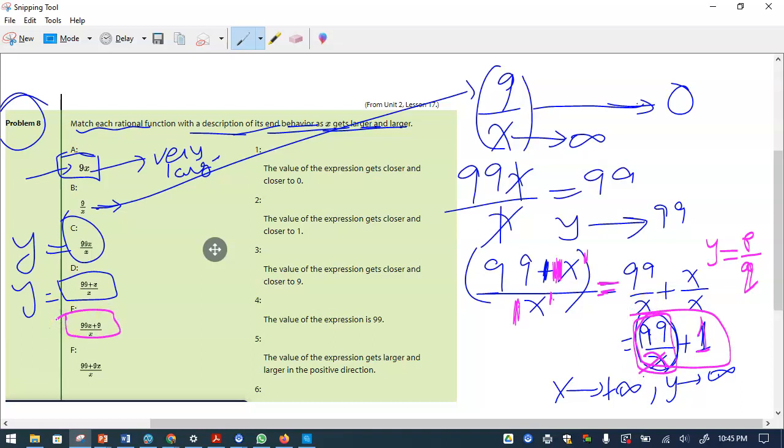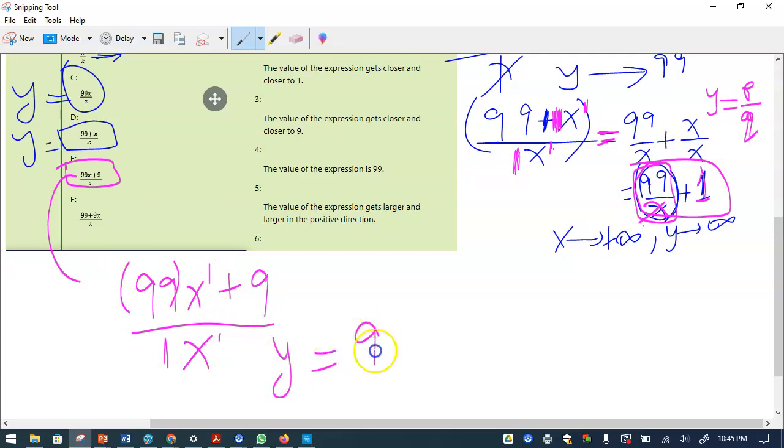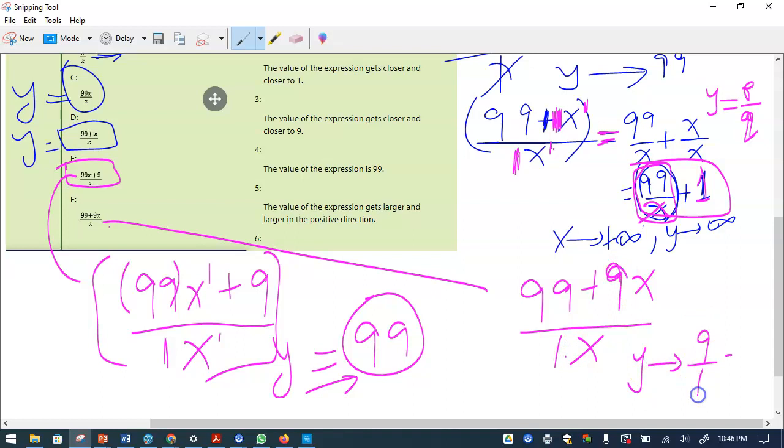Then this part, 99x plus 9. By just looking at it again, the degree is 1, 1. So the coefficient is 99. There's a 1 here. So y equals 99. So the value of the whole expression gets closer and closer to 99. And the last one here, 99 plus 9 over x. But here, there's a 1 and there is a 9. So y approaches 9 over 1, which is 9. So the whole expression will approach 9.